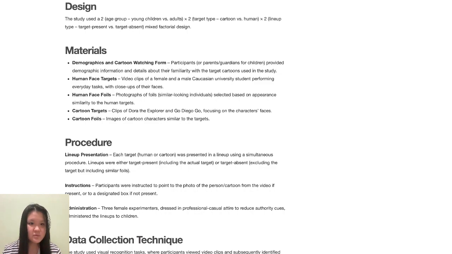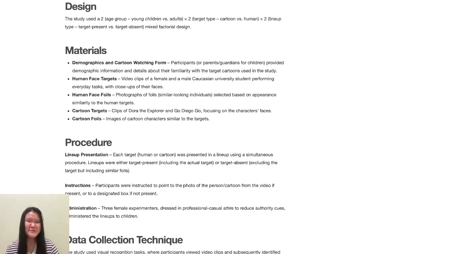Alright, and the next one would be material. Okay, so I think you did mention most of these. So the first one will be demographics and cartoon watching form. Okay, so what happens is the participants' parents or guardians, for children, they provided the demographic information and details about their familiarity with the target cartoons used in the study. Okay, that's a bit long.